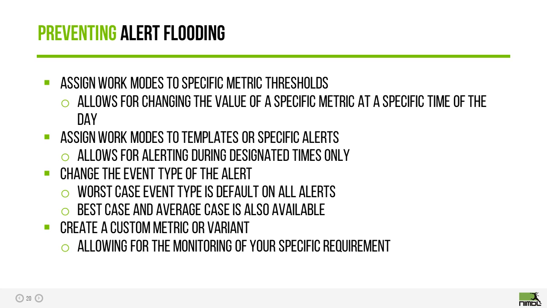decrease from noon to 2 o'clock every day of the working week, 5 days a week. Well, you can set up a work mode for ECC only from noon to 2, and then assign that work mode to a specific metric, and then change that threshold, bumping it up, so that when your performance goes down, you won't get an alert during that time.